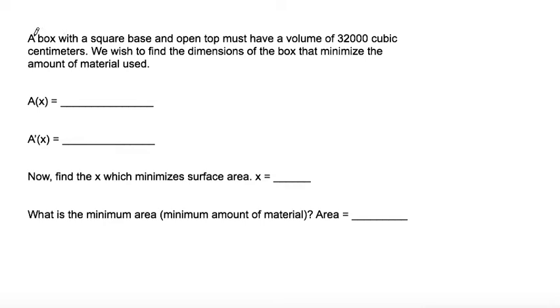So this problem says a box with a square base and open top must have a volume of 32,000 cubic centimeters. We wish to find the dimensions of the box that minimize the amount of material used. So the amount of material would be represented by surface area. To figure out how to minimize the surface area, let's first draw a picture of our box.